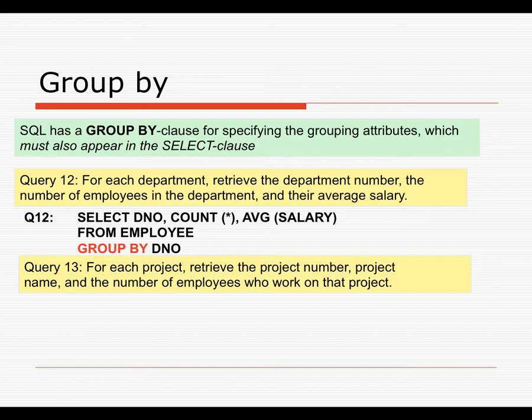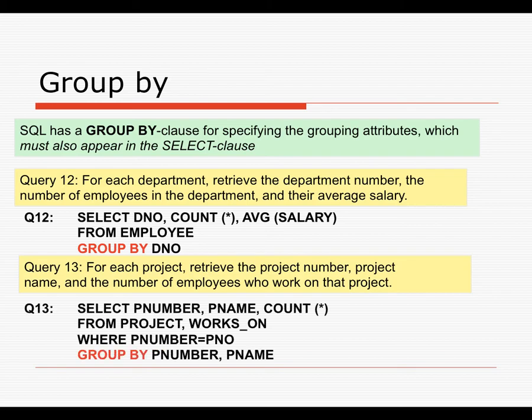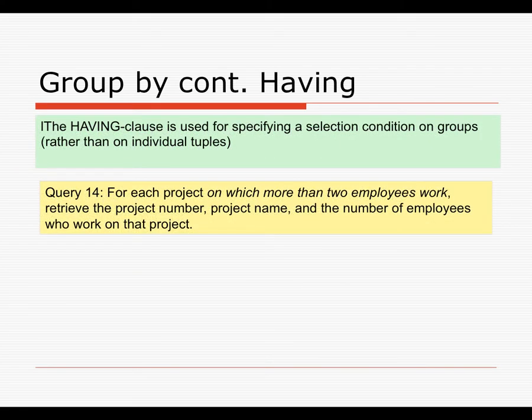Now, as another example, for each project, retrieve the project number, project name, and number of employees who work on that project. I'm going to be putting information, and I'm going to be doing multiple conditions from a group by. So where this one, I'm pulling the project number, name, and count from two separate tables, where the condition, project number equals P&O, is met, and then grouping after the condition. So you're going to be doing the grouping after the conditions when you're looking at the expressions.